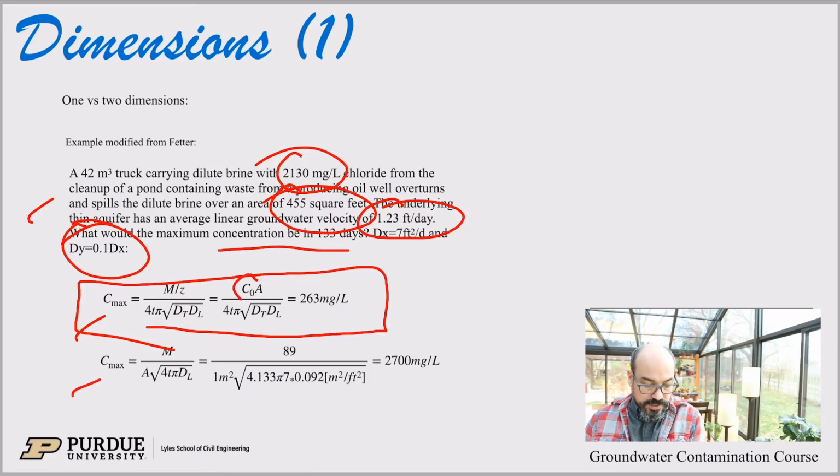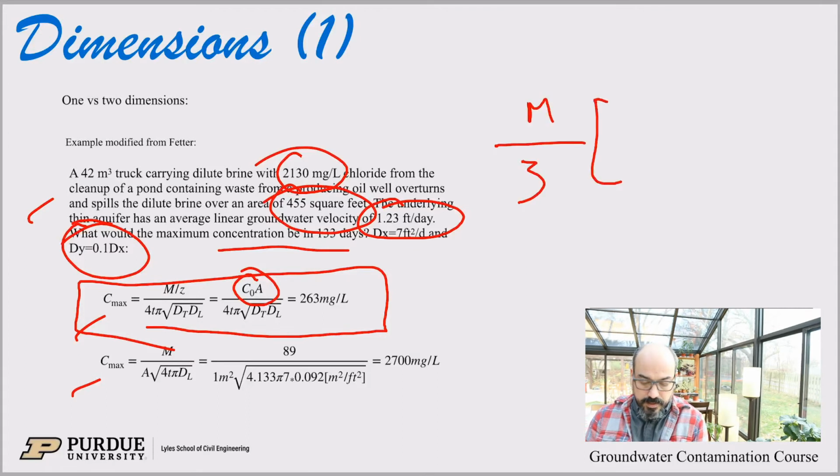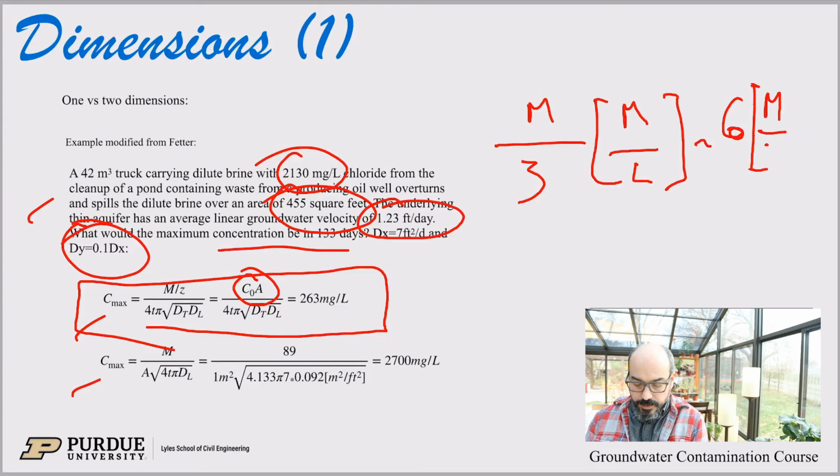Again, m over z, you can see that this is the same as concentration times area, just by looking at the units. So m over z has units of mass per length, which equals C0, mass per length cubed, times area in length squared. Sorry, this is not very good, but you can see length squared and cubed disappear, and we end up with mass per length, which is the same as this.